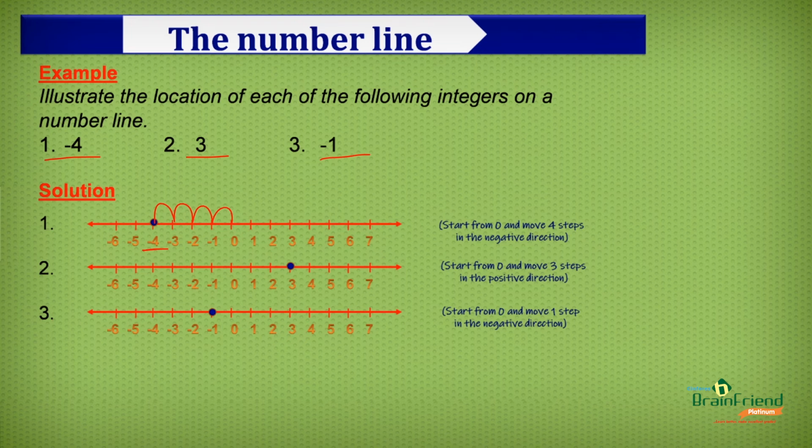And for the next question, we have 3. Now, when you have 3 standing alone, that tells you that it is a positive number. So we move from our origin, 0, 1 step, 2 steps, 3 steps, and we are at 3. And for the last example, -1. From our origin, we just move 1 step to the negative direction, and then we have -1. So you can see the blue point indicating the positions we are expected to locate on the various number lines. This is how we locate numbers or integers on the number line.